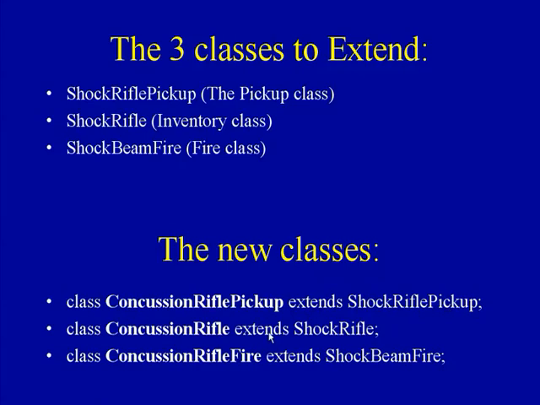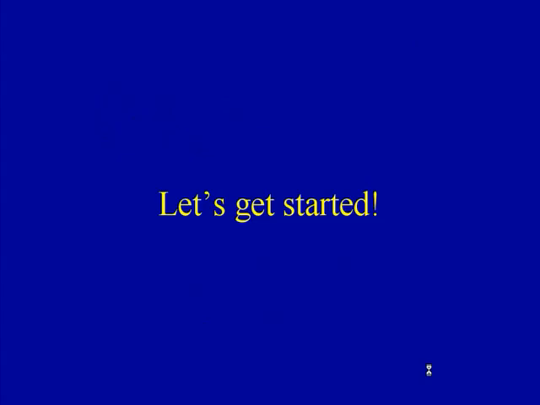Okay, we've also got the concussion rifle, and that one's going to extend the shock rifle. Okay, and remember that's your inventory class. That's when you actually have it in inventory or you're actually using it. And then finally, we're going to create a concussion rifle fire, which is going to extend the shock beam fire. So in other words, this class is going to inherit everything from the shock beam fire in regards to taking care of how we're actually going to do the fire once a person hits primary fire. But that's where we're going to go in and modify a couple parameters. Right, that's where we're actually going to specify that it's going to do 3 points of damage and knock people 10 times as far. Exactly.